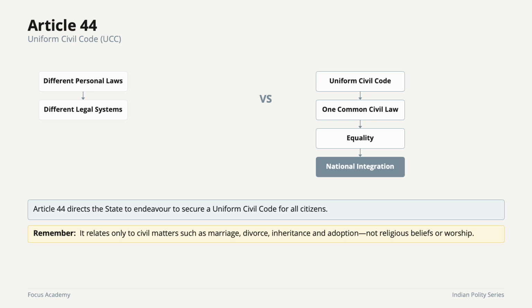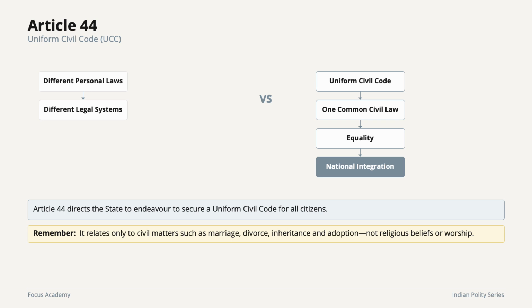So it's very difficult to implement a uniform civil code here in India because of the very diverse nature of India. Article 44 still directs the state to endeavor to secure a uniform civil code for all citizens, but till today it's been impossible, and I feel like it will continue to be impossible.